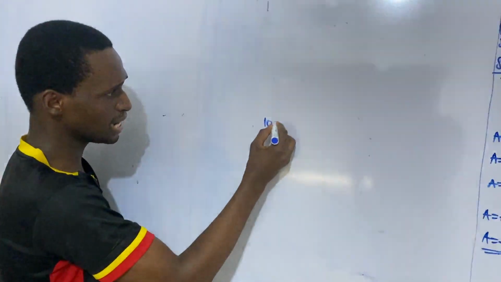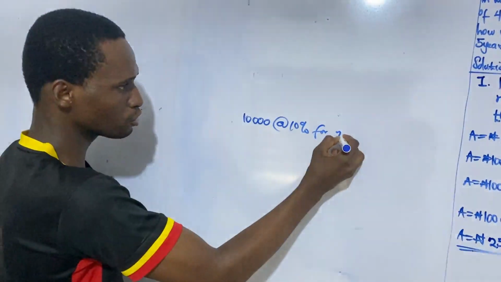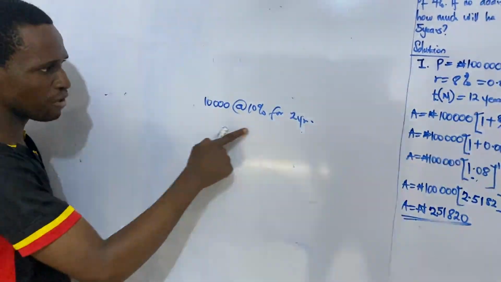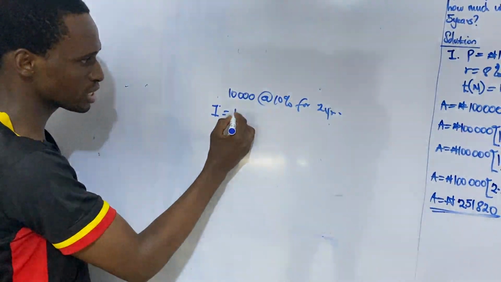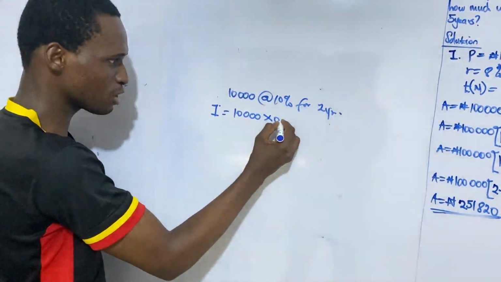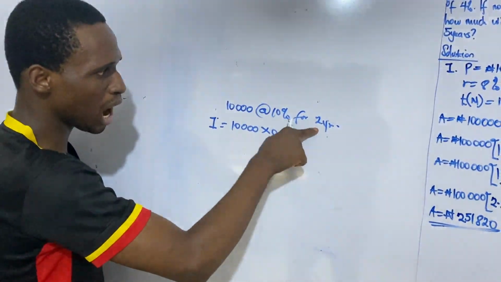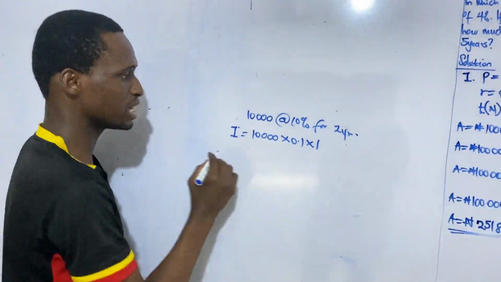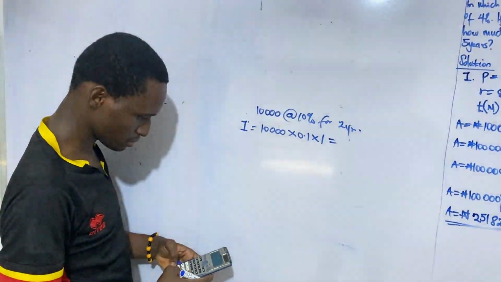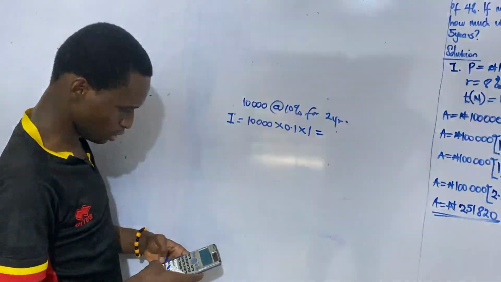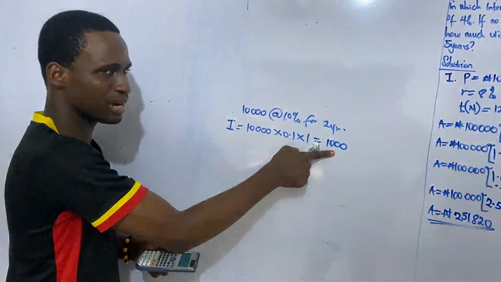If I have 10,000 naira at 10% for 2 years, and I want to do this on compound interest, my first year will be 10,000 naira times 0.1 times 1. Times 1 means I want to know how much will be my interest for the first year. So 10,000 times 0.1 is 1,000 naira. Now, 1,000 naira is my interest for the first year.